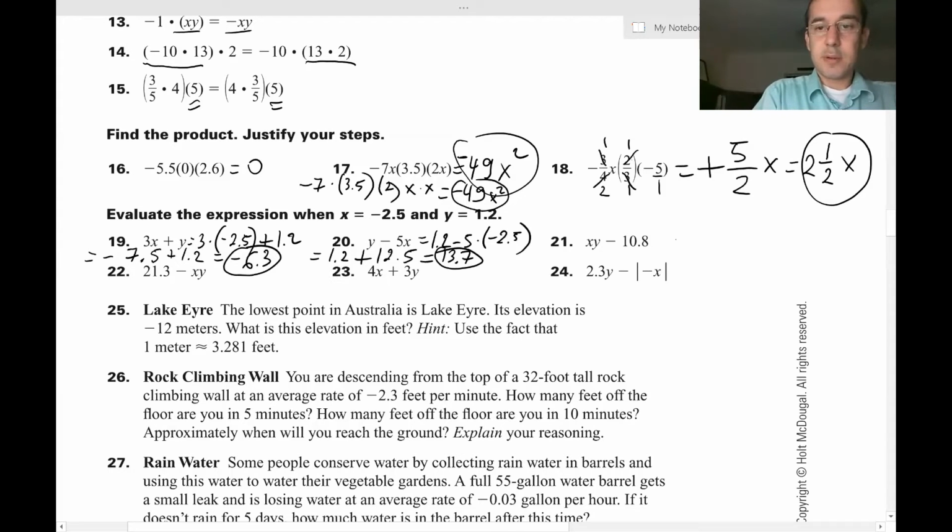Okay, let's do 21. We have x, which is minus 2.5, times y, which is 1.2, and then we have minus 10.8. Here we have two numbers with different signs. So minus 2.5 times 1.2, that's 3. So minus 3, and then minus 10.8, or this is minus 13.8.